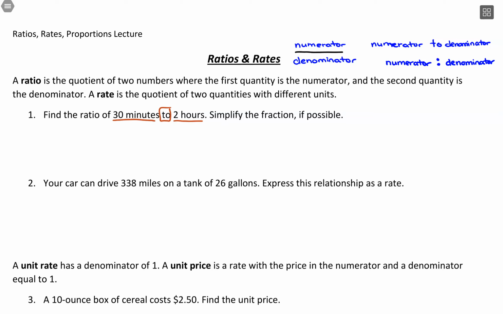Now the key with the ratio is that typically they have the same units. And if we're describing a rate, it's the same idea of being a quotient of two quantities, numerator and denominator, but this uses different units.